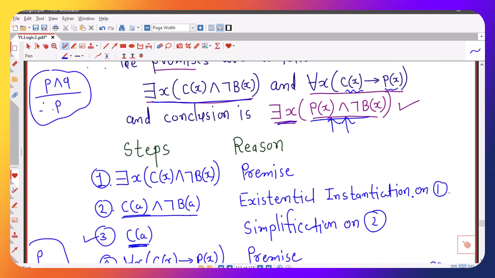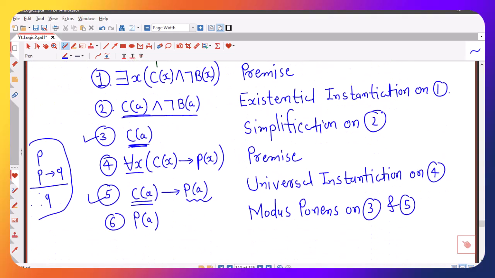Now what I require is negation of Bx also. Px is also required. So to get this, we again concentrate on step number 2 and we apply simplification on step number 2. So using simplification on step number 2, we obtain negation of Ba. So here I can write simplification.